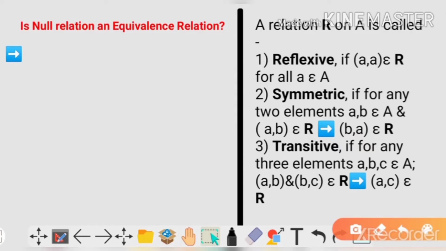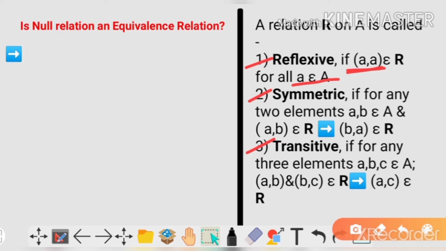So here is the question: is a null relation an equivalence relation? First, let's look at the definition of an equivalence relation. An equivalence relation must be reflexive, symmetric and transitive. Now for a reflexive relation, all the identical elements of the domain set must belong to R. All the identical elements of the Cartesian product for every element of the domain set must belong to the relation to be called a reflexive relation.